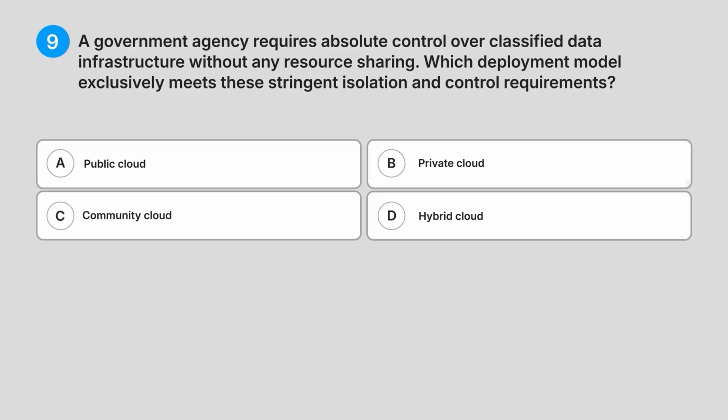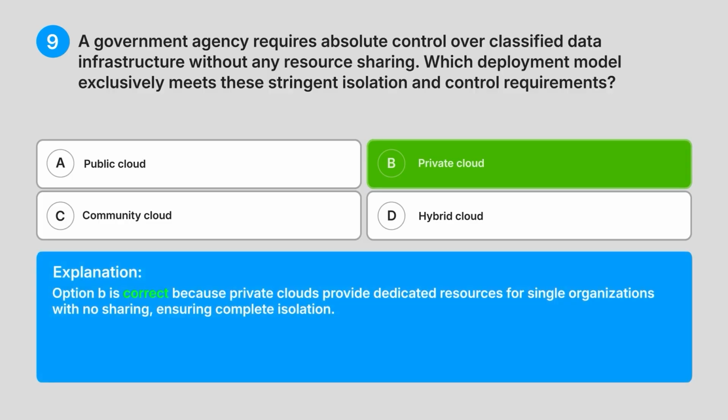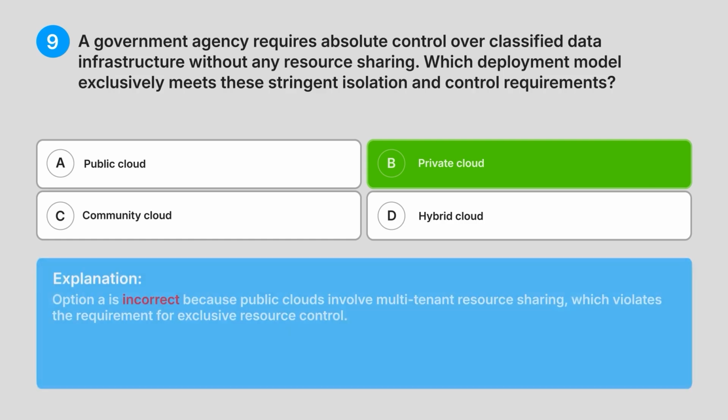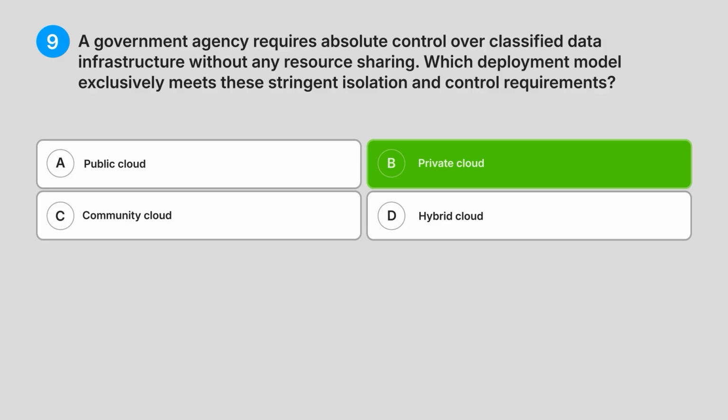Correct answer: B. Private cloud. Explanation. Option B is correct because private clouds provide dedicated resources for single organizations with no sharing, ensuring complete isolation. Option A is incorrect because public clouds involve multi-tenant resource sharing, which violates the requirement for exclusive resource control.